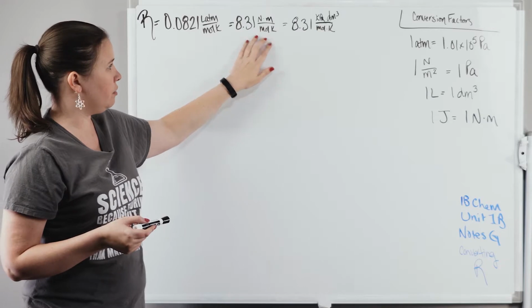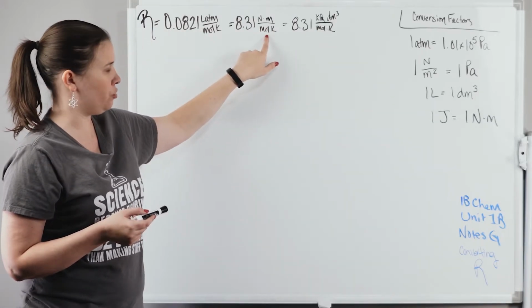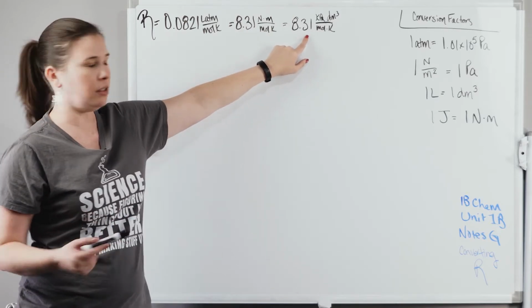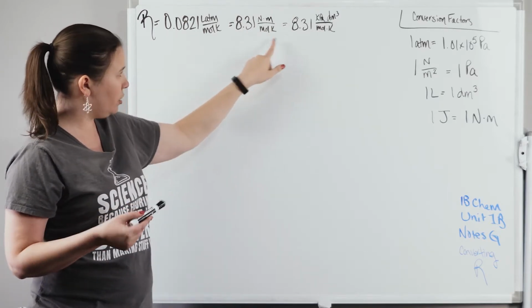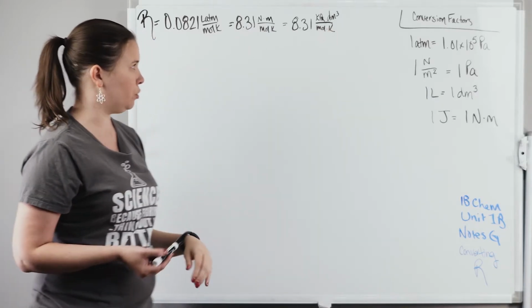You may also see it in physics given as joules per mole Kelvin, because a joule is the same as a Newton meter. And then another form that I find comes in handy a lot, but the book doesn't actually give you, is 8.31 kPa decimeter cubed over mole Kelvin.